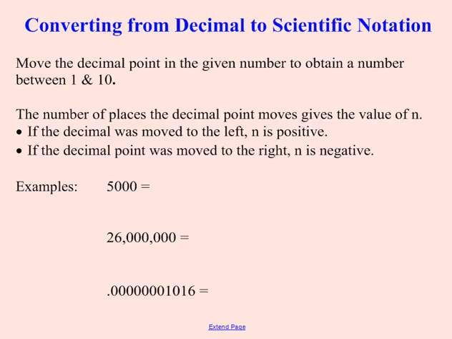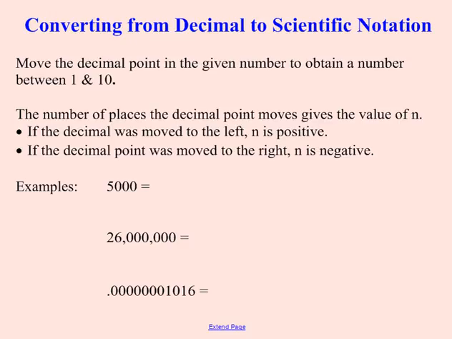All right, next we need to do the opposite of what we just did. We need to convert from decimal notation to scientific notation. In order to do this, we move the decimal point in the given number to obtain a number between 1 and 10. The number of places the decimal point moves gives the value of n. If the decimal was moved to the left, n is positive. If the decimal point was moved to the right, n is negative. You'll remember n is the exponent on the 10.